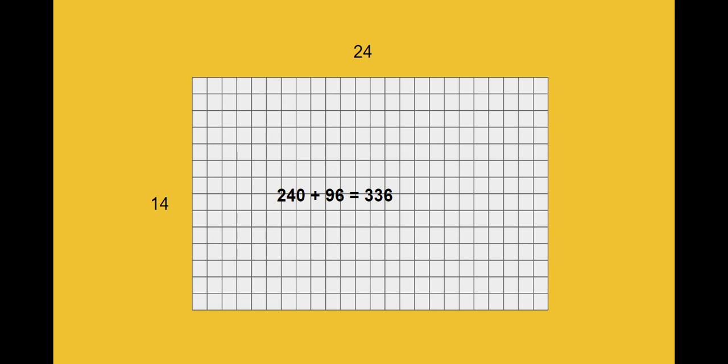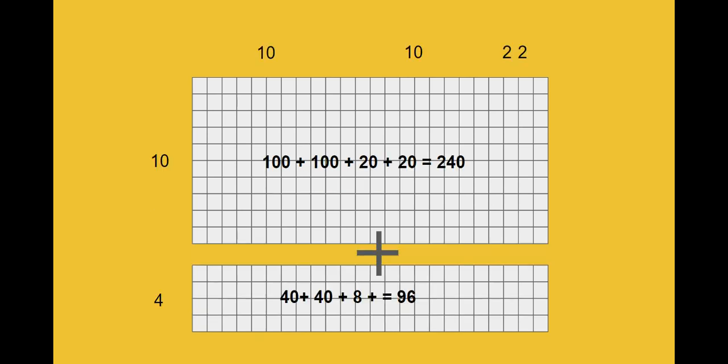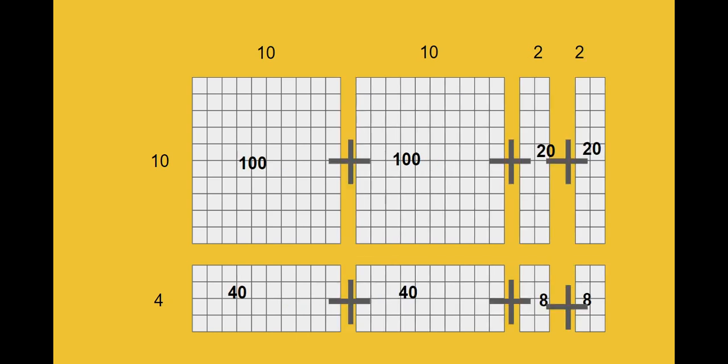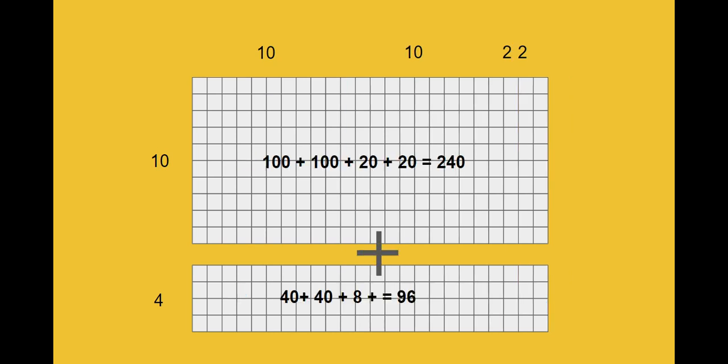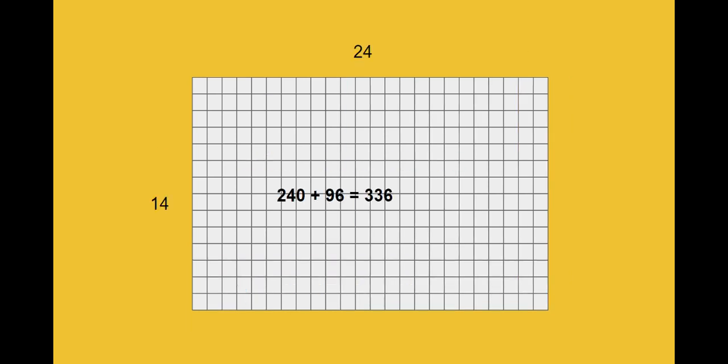So anytime you get a multiplication equation that's 2 by 2, you can break it up however you want, as long as all of the numbers combine to equal your factors. So our factor was 24. 10 plus 10 plus 2 plus 2 equals 24. And it was 24 groups of 14. 10 plus 4 equals 14. So as long as you are keeping those numbers accurate, you'll be fine.